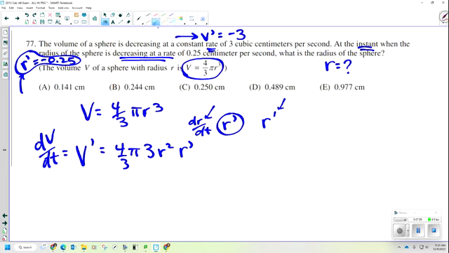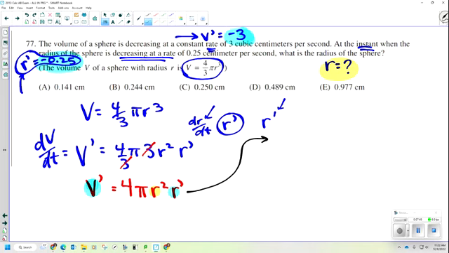So my 3 cancels with my 3, and I end up with 4 pi r squared r prime equals v prime. We need to find the radius, which is that boy right there, which means I should have the other two. I should have this unknown, and I should have this unknown. And we do have them right here and right here. So let's put those in and use our calculator to solve, shall we?